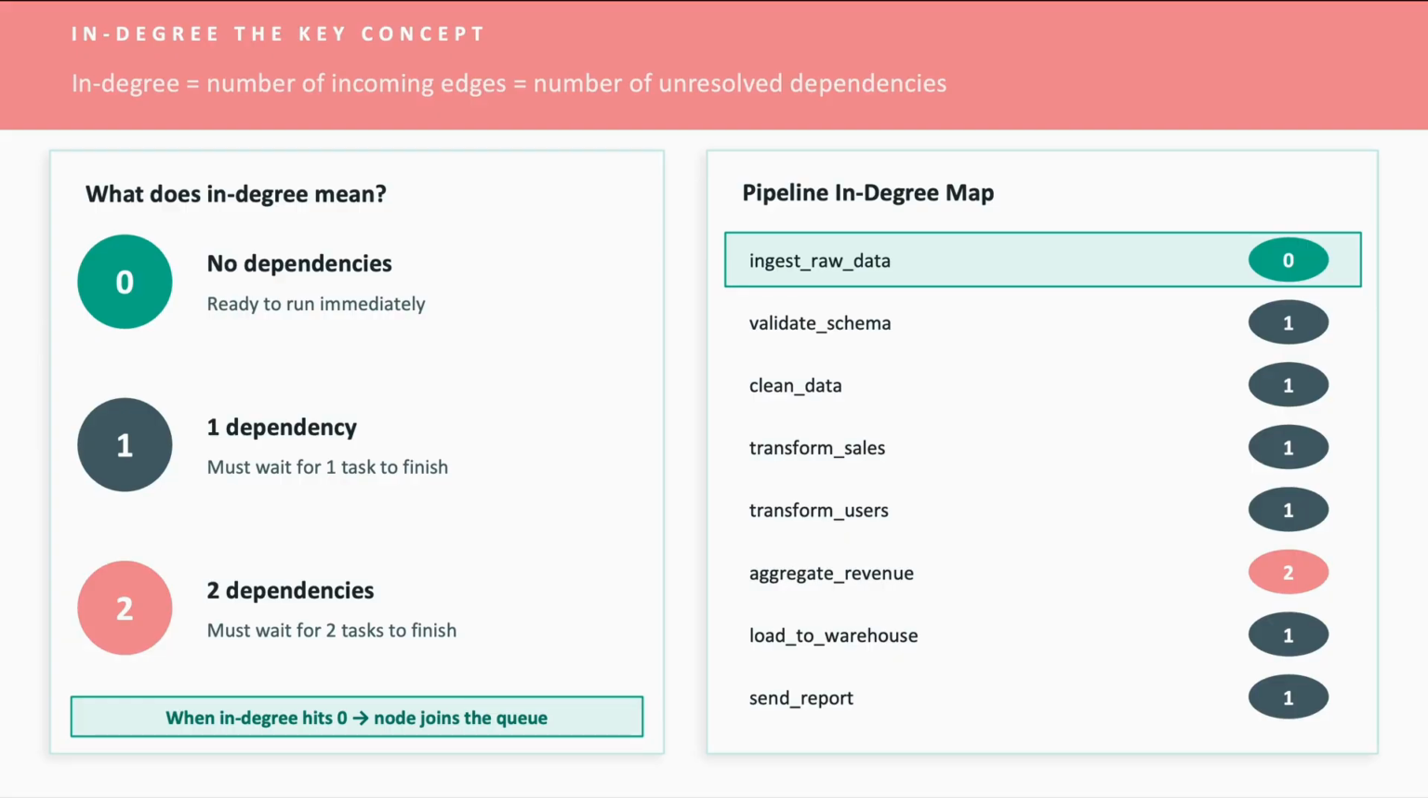Look at the right panel. We have our full data pipeline with in-degrees. Only ingest raw data has in-degree 0. That is the only starting point. Aggregate revenue has in-degree 2, as it waits for both transform sales and transform users. And when we process ingest raw data, we decrement validate schema from 1 to 0. So it joins the queue and the chain continues like that.